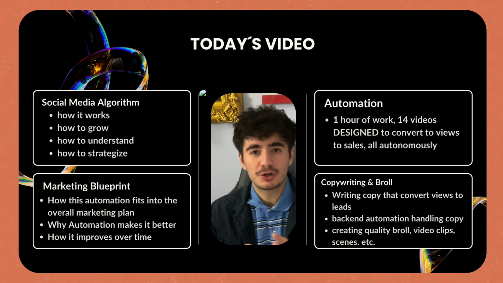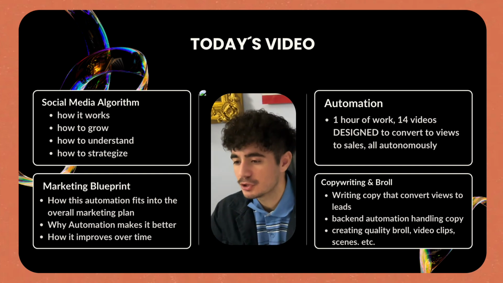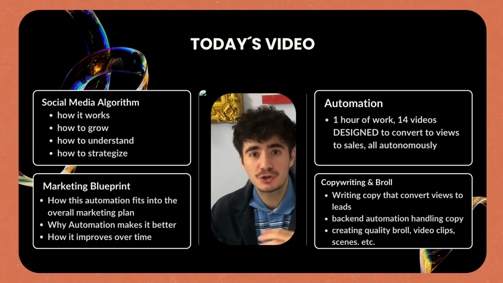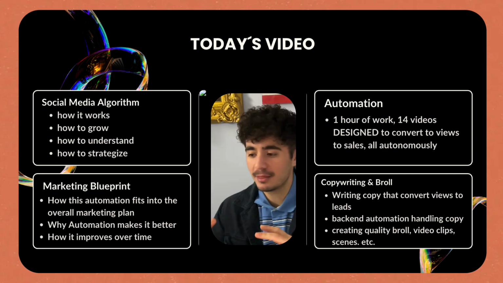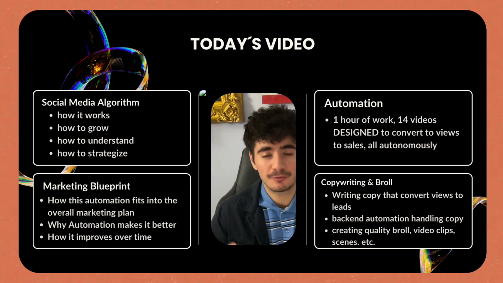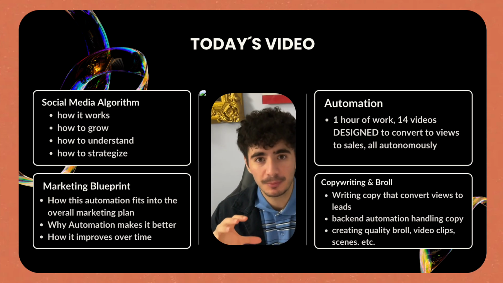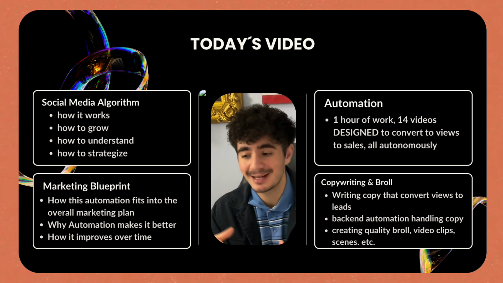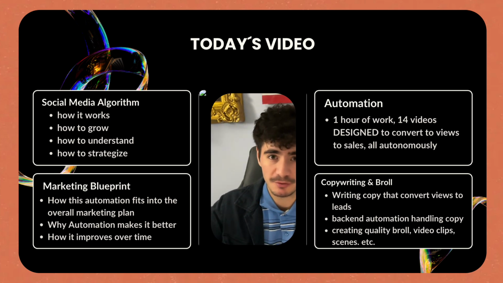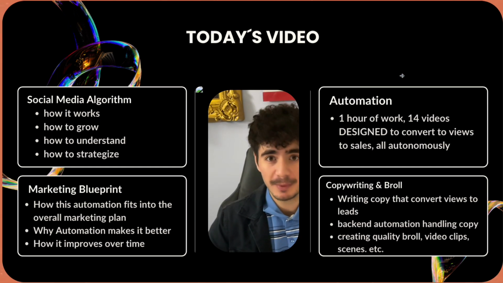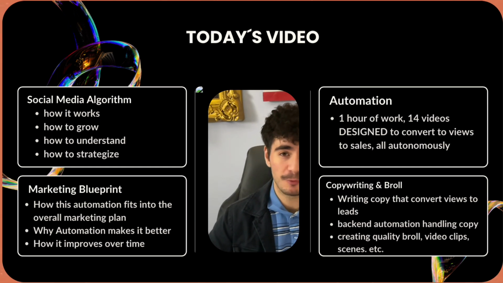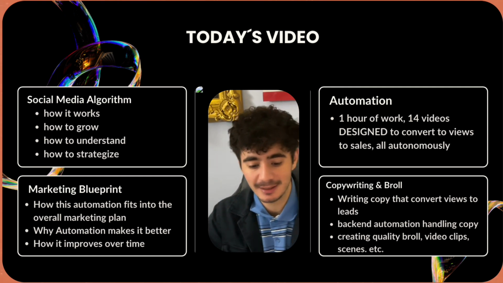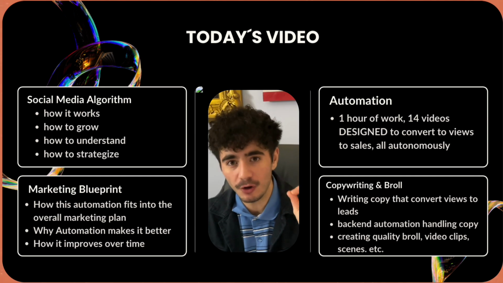So guys, in today's video, you're going to learn a bunch of things, and you're going to learn how the social media algorithm works, why it works, how to grow on social media, how to end up strategizing your marketing plan. And the marketing blueprint that I personally have has 4 to 5 different pieces of short form content that I'm going to be filming to take my community to 1,000+ members and to take my software companies to millions of dollars. At the end of this video, guys, when this automation's working, with 1 hour of work per week, you're going to be able to produce 14 videos that are designed to convert into sales all autonomously.